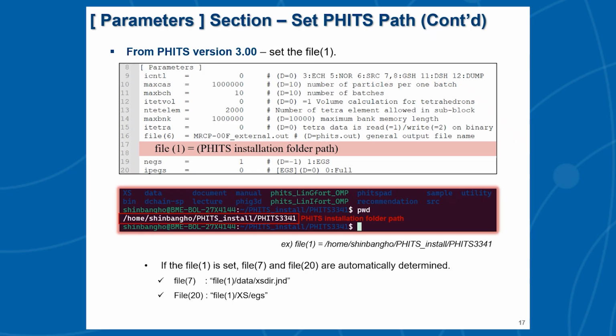In this parameter, once you just write the FEATS installation folder path, the cross-section data is automatically set when running the simulation. And actually, for the recent version, if you install FEATS in the default installation folder path, you do not even need to write the file 1 parameter to set the cross-section data.